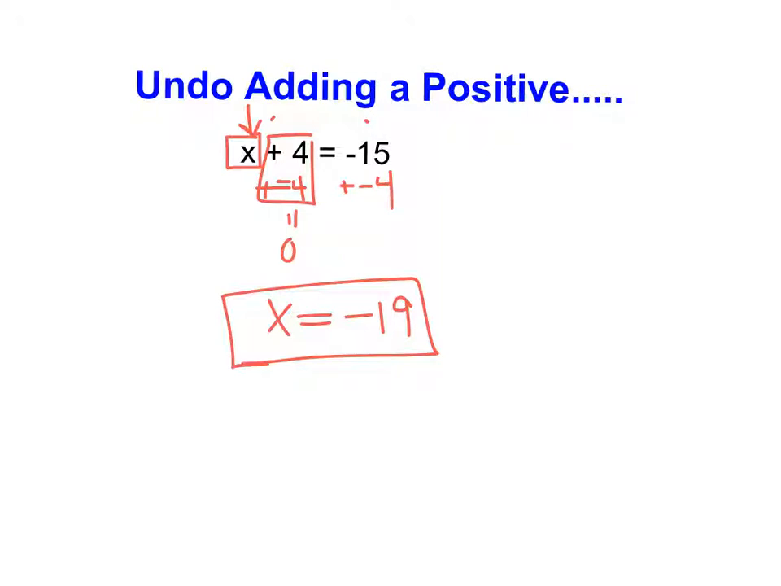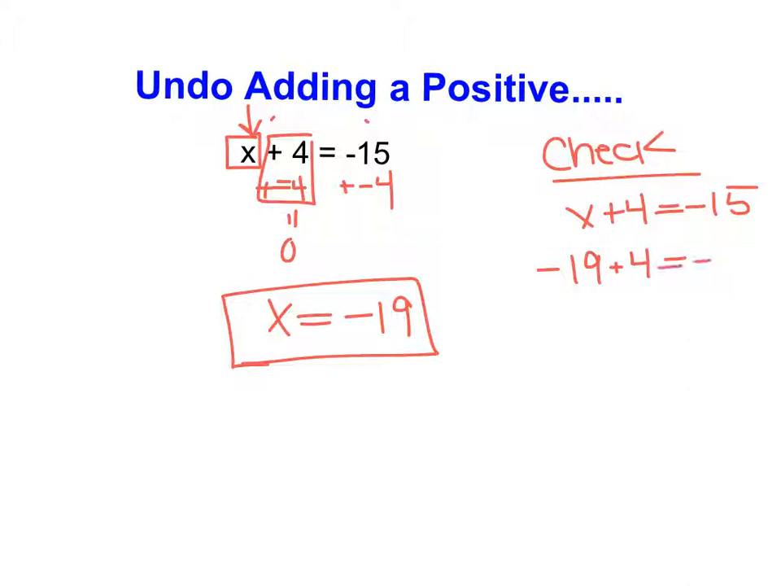And then from here, we can actually check our answer if we're not sure. By going back to the original, we had x plus 4 equals negative 15. So if we have negative 19 plus 4 equals negative 15, well, if we add these two together, we get negative 15 equals negative 15. So we've essentially proved that x equals negative 19 is the value that will, in fact, make this original equation true.